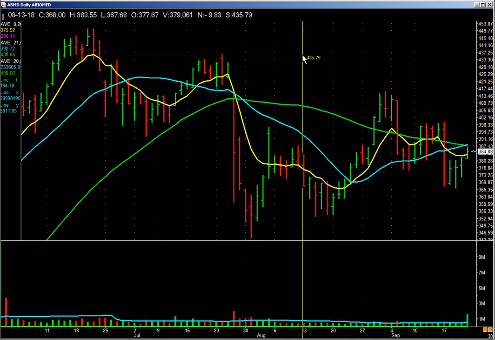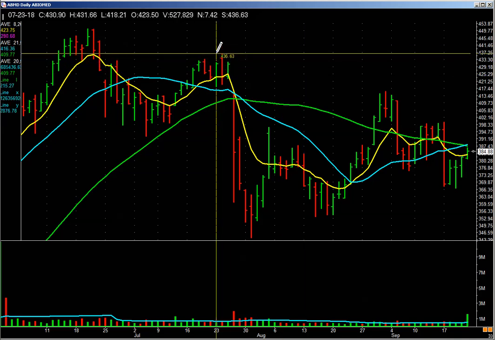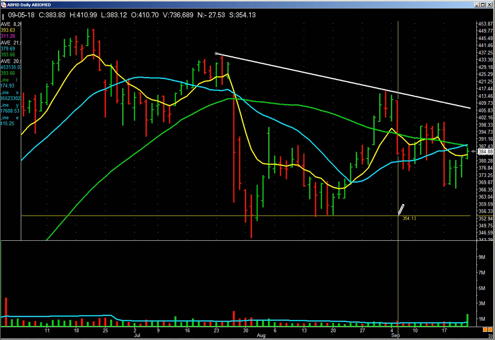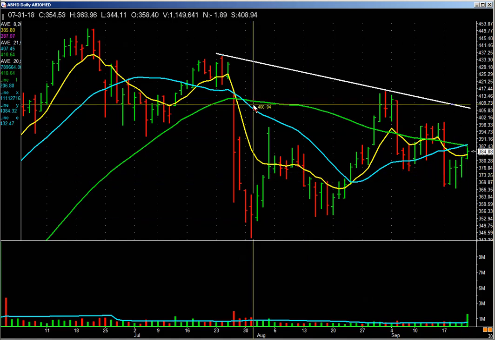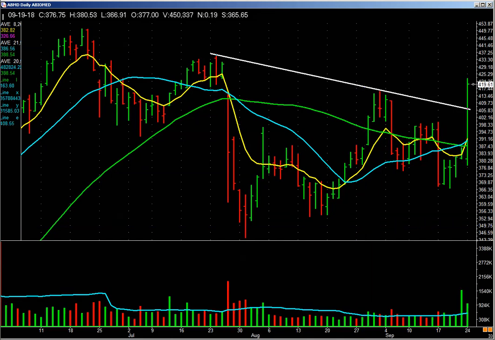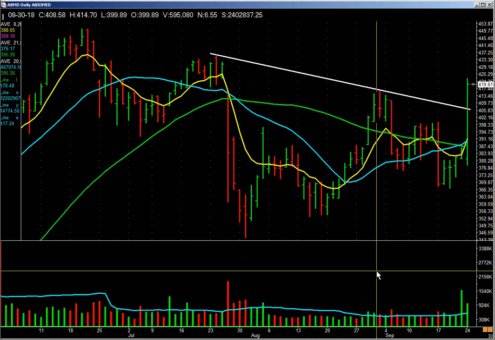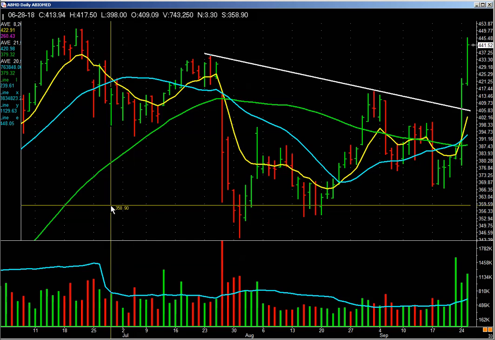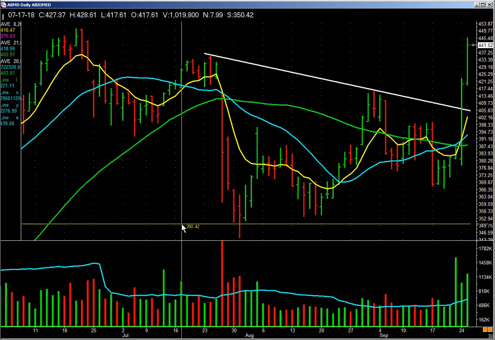And there's a downward sloping trend line there. Right here. And this was a good volume day. Perhaps if it takes out this downward sloping trend line, it would be a buy. And it did it on good volume. That's what you're looking for. I'm going to show you another example here, all right?